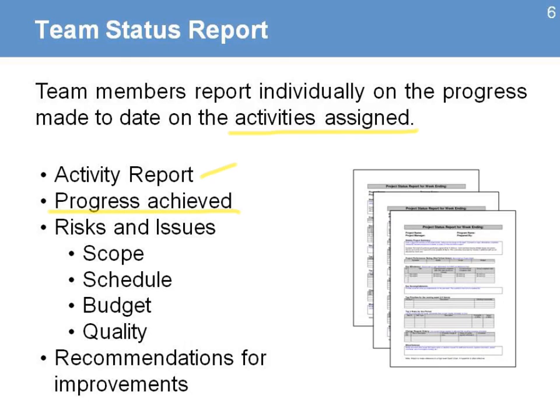It also contains information about any risks and issues in the areas of scope, schedule, budget, and quality. And you can even include an area for recommendations for improvements. That will be the type of report you get from each member of the team who's been assigned an activity in the project. And with that information, you consolidate it and then you use it to report on the general progress.